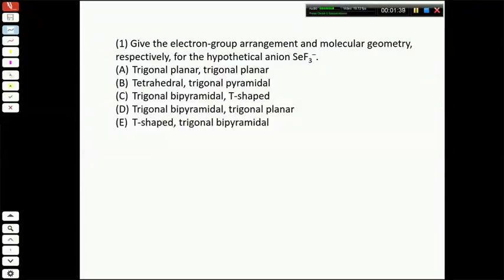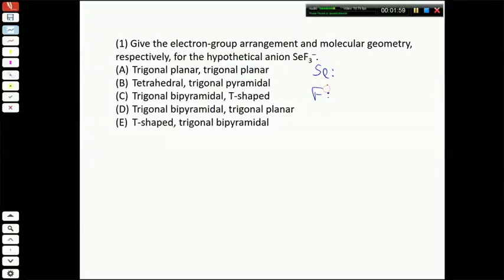VSEPR-. So anytime you're asked a question about geometry, shape, or anything like that, you need to start with a Lewis structure. So we'll review how to do that. That's technically a Chapter 3 topic, but it's going to be important for a lot of the stuff on this exam as well. So if we have VSEPR-, we have to count the valence electrons. So we have a selenium and we have a fluorine.